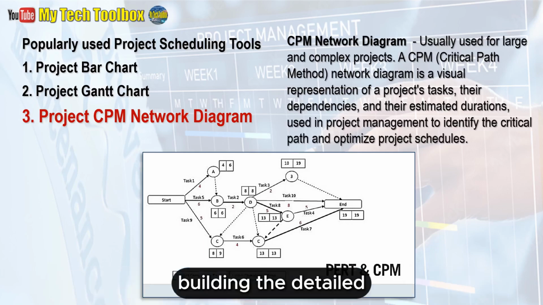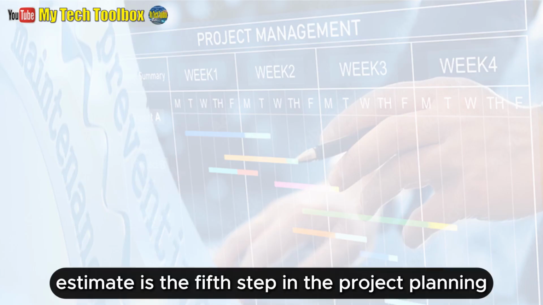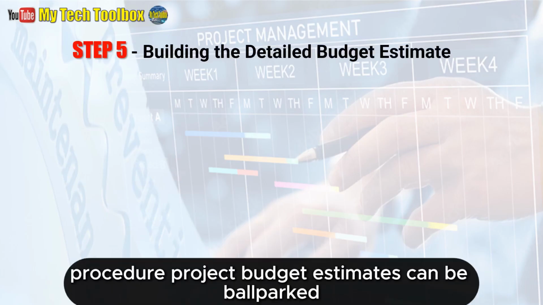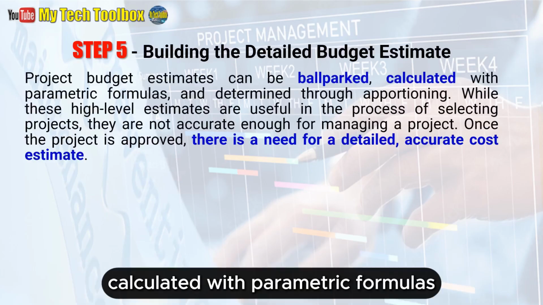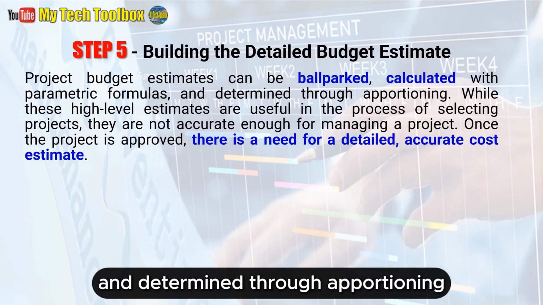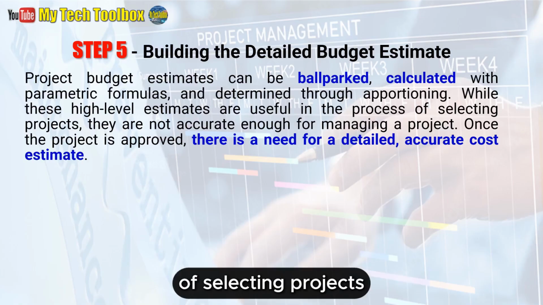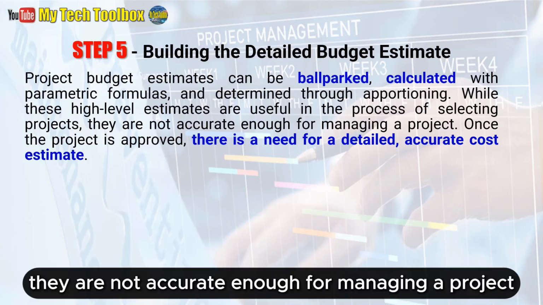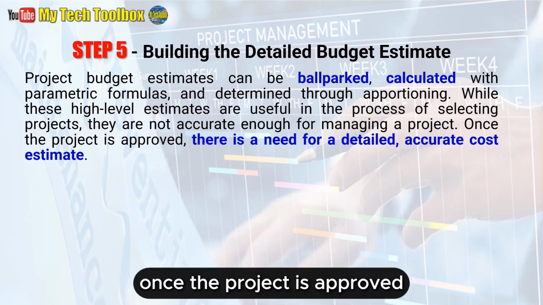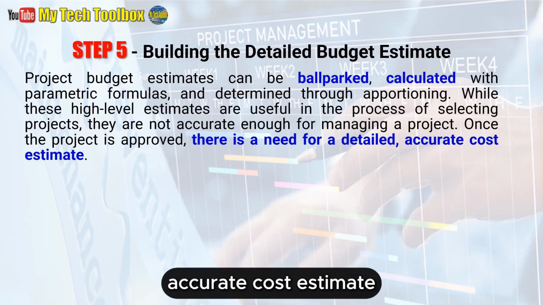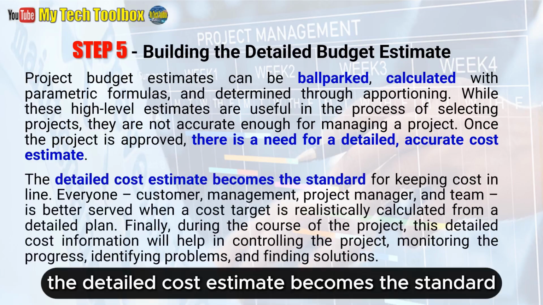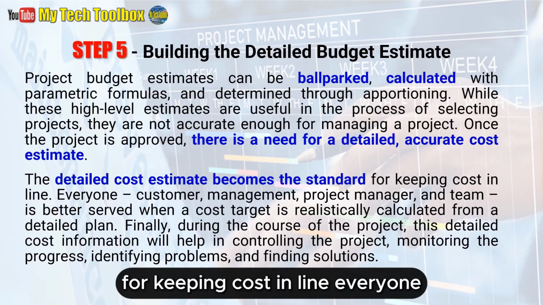Building the detailed budget estimate is the fifth step in the project planning procedure. Project budget estimates can be ballparked, calculated with parametric formulas, and determined through apportioning. While these high-level estimates are useful in the process of selecting projects, they are not accurate enough for managing a project. Once the project is approved, there is a need for a detailed, accurate cost estimate. The detailed cost estimate becomes the standard for keeping cost in line.